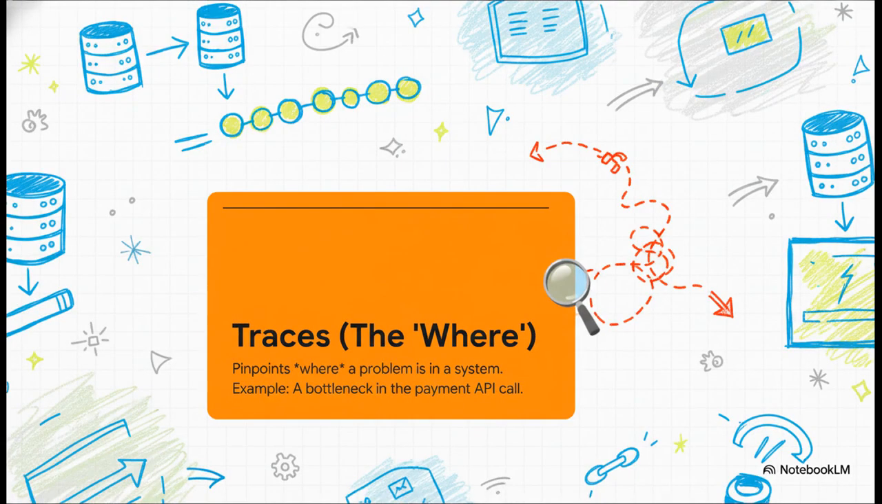And finally, to complete the picture, we have traces. Traces are the where. This is so cool. Traces follow a single request as it travels through all the different microservices in your system. This tells you exactly where the problem is located, pinpointing that the out-of-memory error is happening deep inside the payment API call. And just like that, you have the what, the why, and the where. This is how Grafana, especially when combined with tools like Loki and Tempo, gives you that full story.